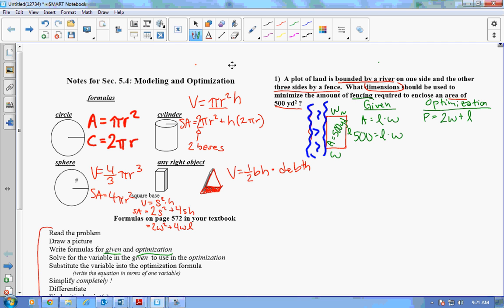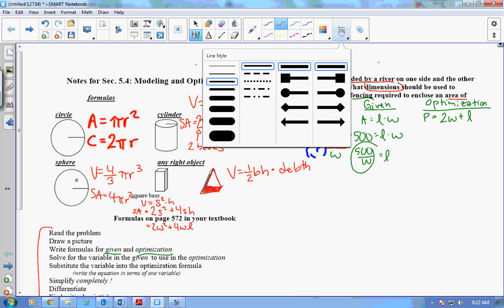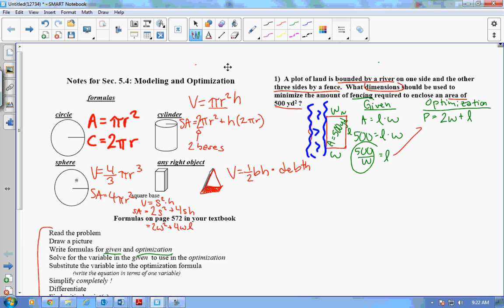Okay, let's vote. Who wants to solve for L? Okay, who wants to solve for W? Looks like L wins. Okay, solving for L, we get 500 divided by W equals L. Everyone good with that? Now I'm going to take that L and plug it in, so that everything's in terms of W. P equals 2W plus 500 over W.